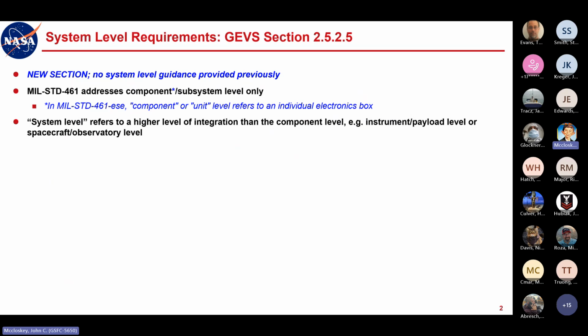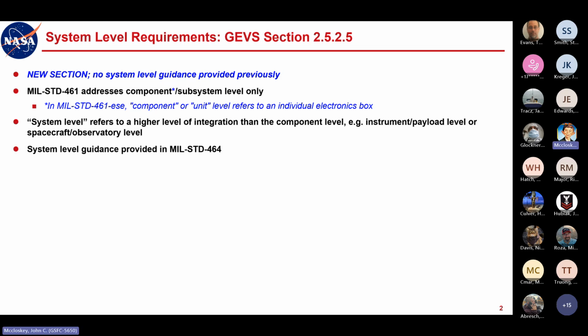So system level refers to basically any higher level of integration, anything higher than the component or unit level. So typically instrument payload level or spacecraft and observatory level. So we're going to talk about each of those, and I'll give some examples of each of those as well.